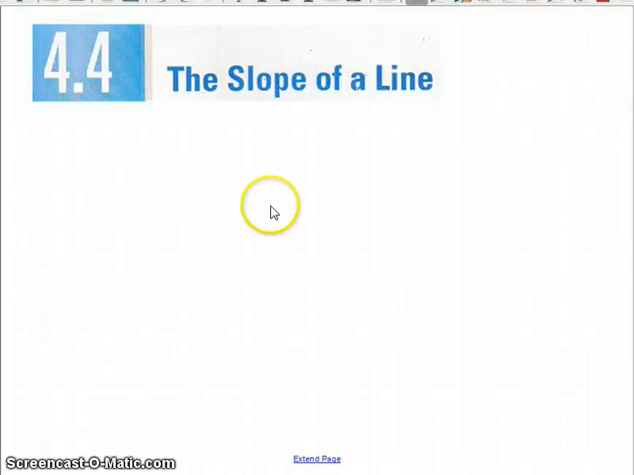Hello, Algebra 1. This video lesson is about slope, the slope of a line. It's what slope is, how to calculate the slope of a line, and how to use the slope of a line in a problem. It comes straight from chapter 4.4, and it's probably one of the most important lessons of the year in Algebra 1. So let's get started.